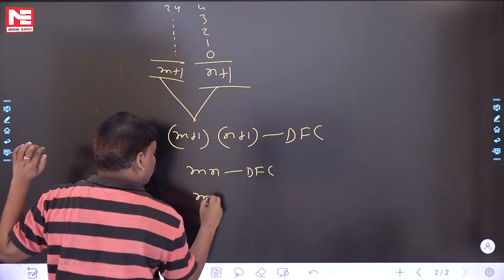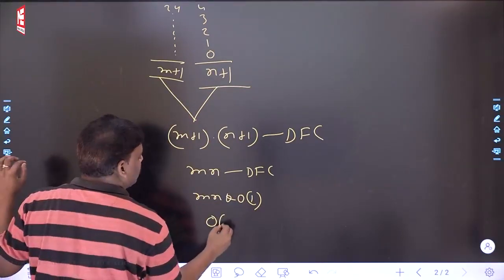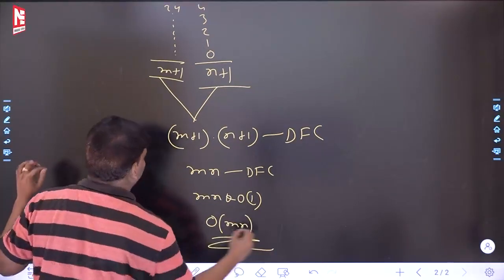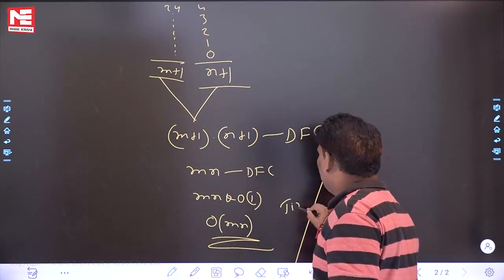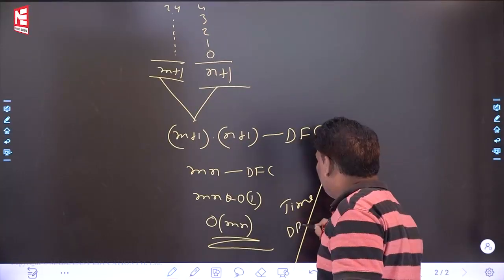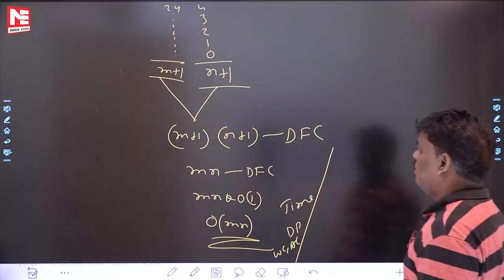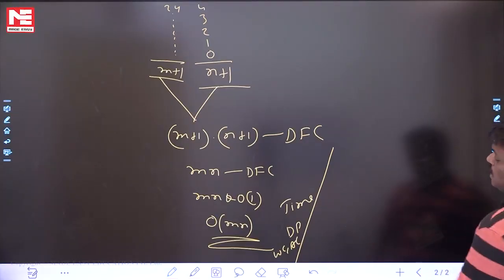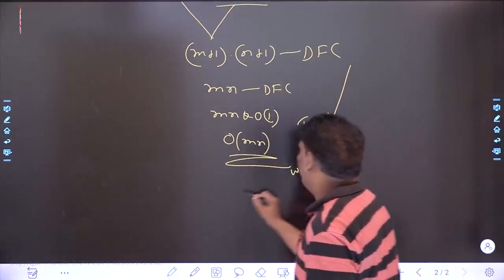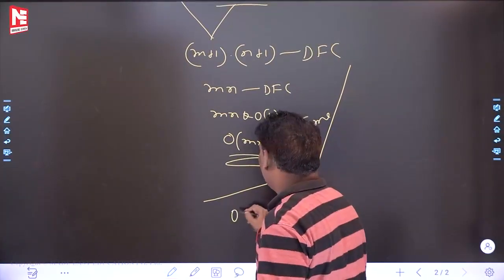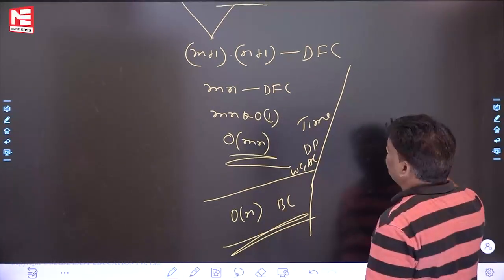So finally every function call will take constant time. See the program if you want. Order of mn. This is using dynamic programming. Time complexity using dynamic programming, worst case and average case, is order of mn. Best case you know already. What is the best case? You know very well. If you remember, order of n, best case.